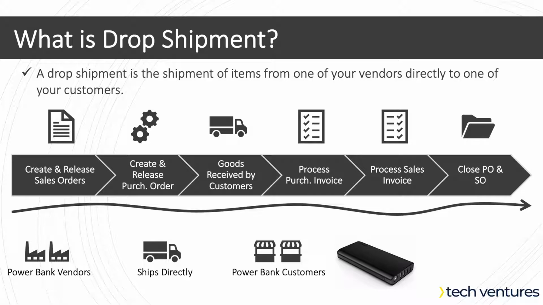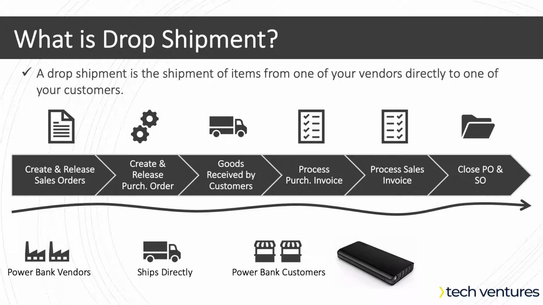So in this case, we have our power bank vendors shipping directly to power bank customers. So what happens actually is that you do not bring your inventory to your own main warehouse. You place the purchase order to your vendors and advise them to directly ship to your customers. So how this process is happening in Business Central, we're going to look at it today.